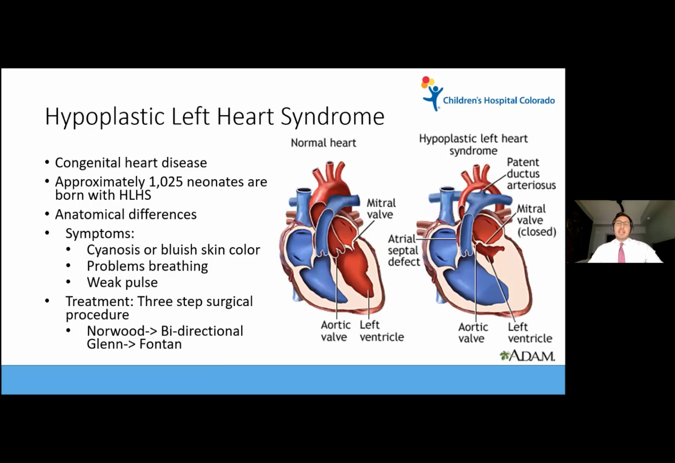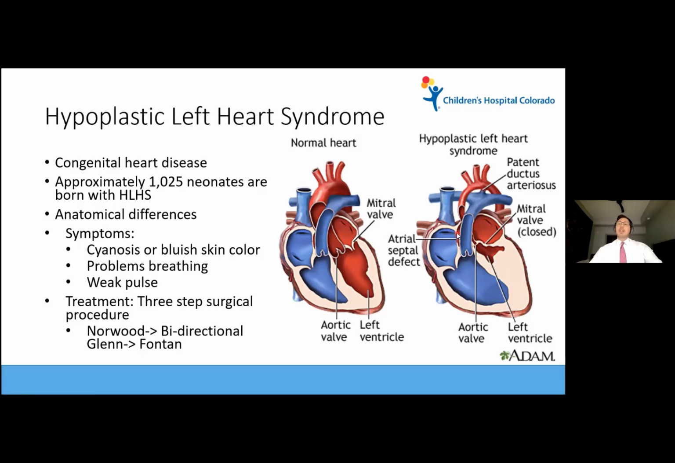This deformity of the left side of the heart includes anatomical differences that involve, as I pull up a laser pointer, the left ventricle that will be underdeveloped, a mitral valve that will be underdeveloped, and also the aortic valve. Then we also see a narrowed aorta for a lot of the patients. And then finally, we see an atrial septal defect.